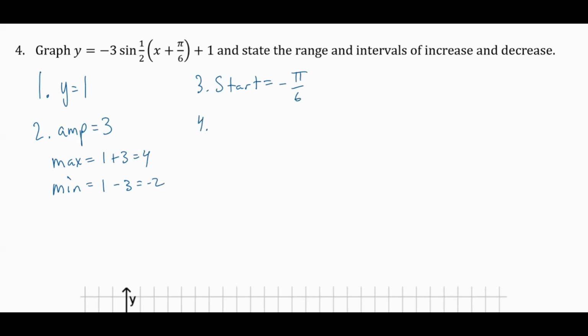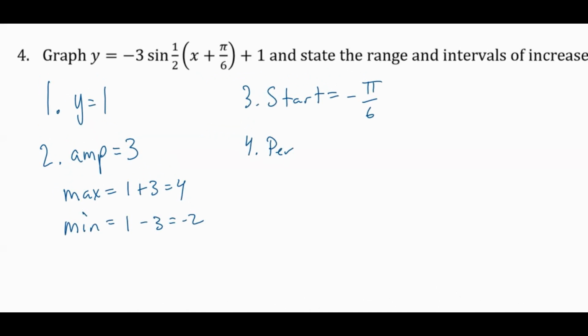Then we find the period, which is the little formula of 2 pi divided by a half, same as multiplying by 2, so 4 pi. We don't really need it to graph, but it's a really nice check. Find where it ends by doing the start plus the period. So 4 pi is the same as 24 pi by 6, because 24 divided by 6 is 4. So it should end at 23 pi by 6.